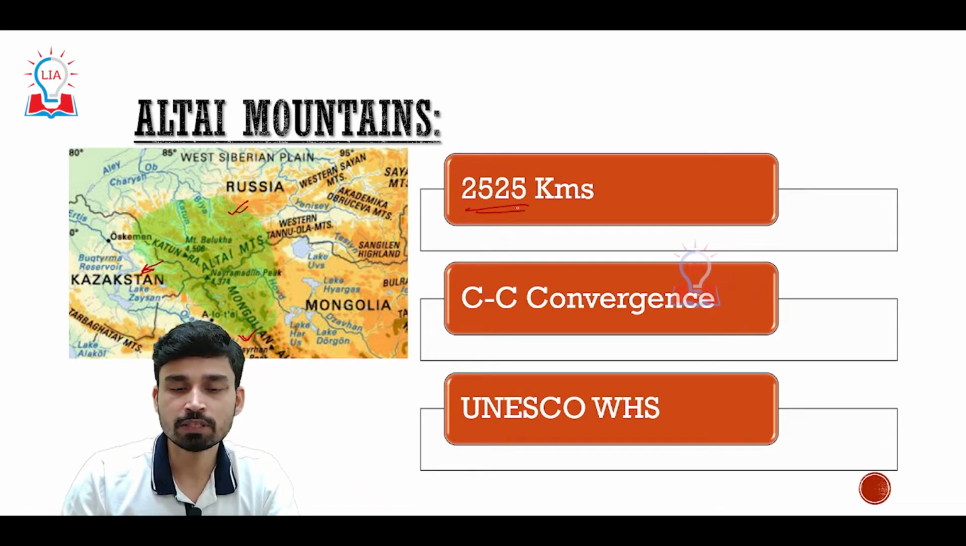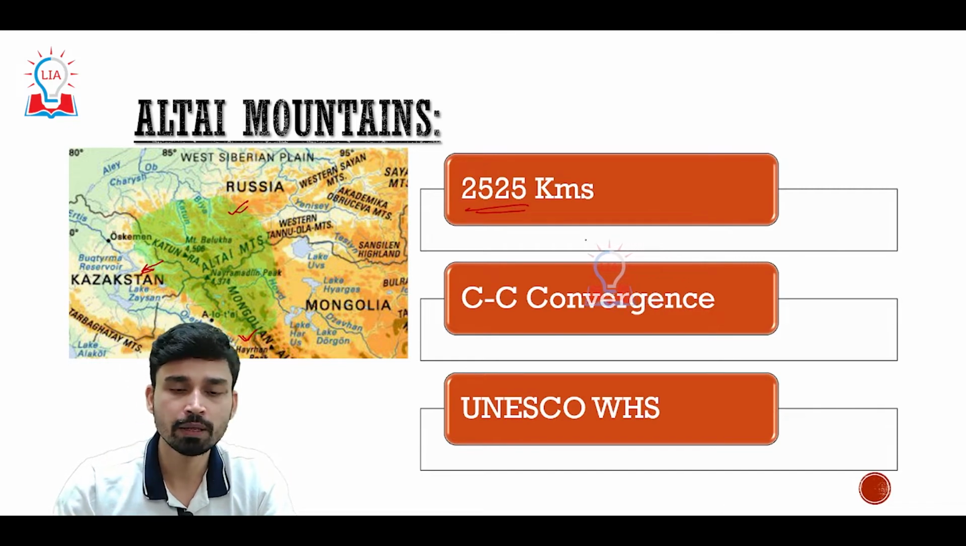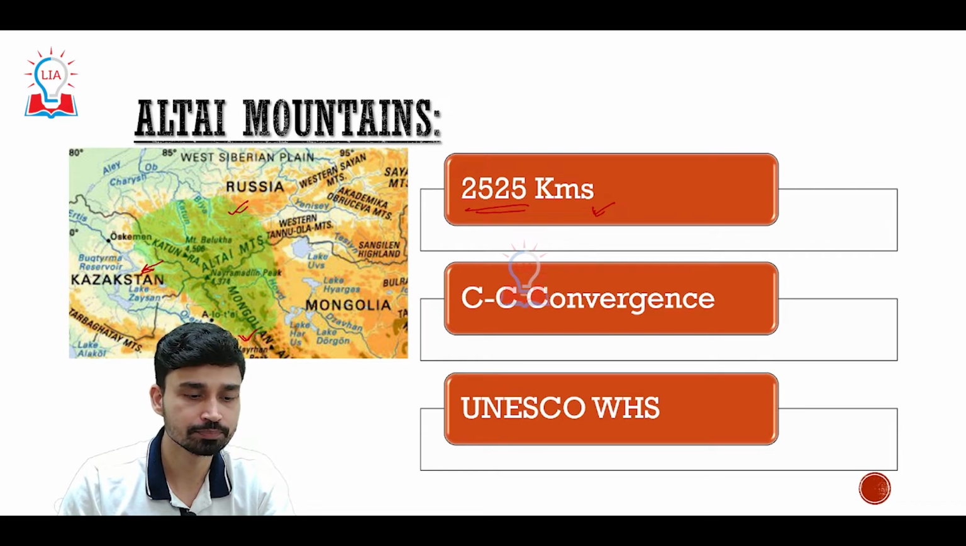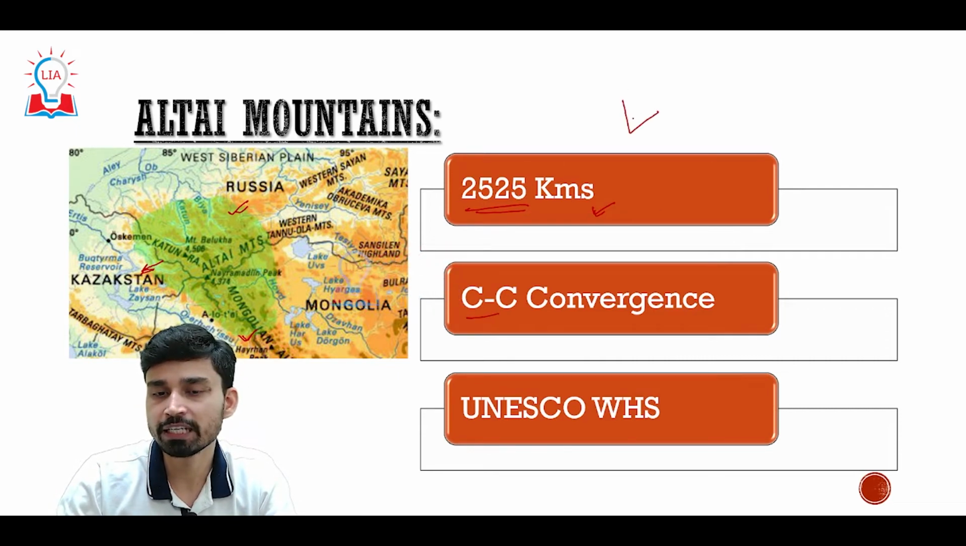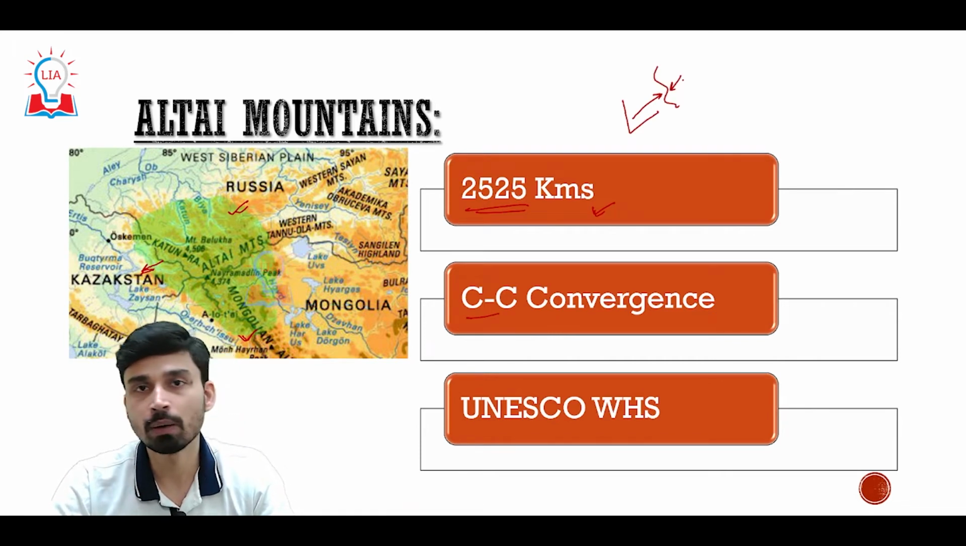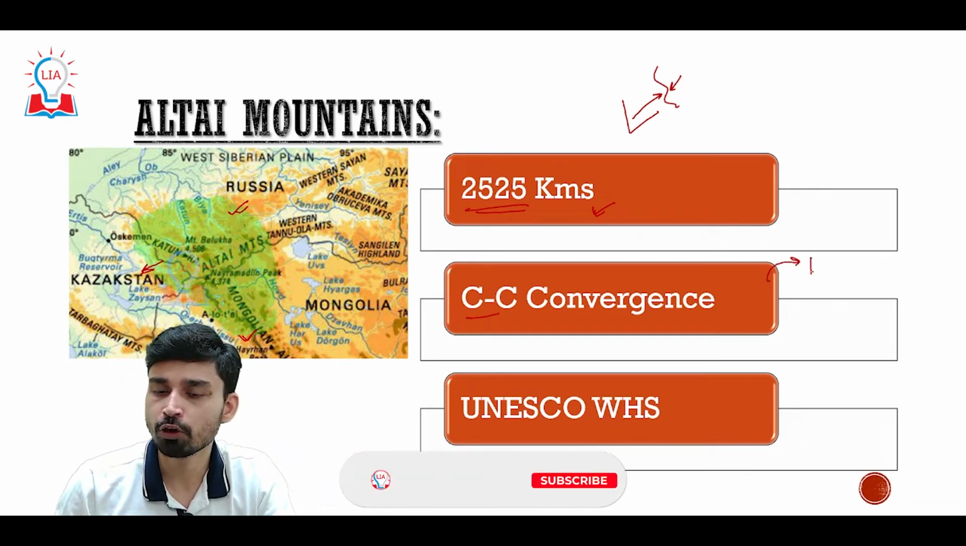The length of this mountain range extends in an eastward-westward direction in an arc form, for a distance of almost 2,525 kilometers. The development of this mountain is believed to have happened after the convergence between two continental plates. We have movement of the Indian plate from the south and the Eurasian plate in the north, and due to this convergence we have upfolding of sediments and rocks, which results in the formation of what we call a fold mountain. So Altai is a very good example of a fold mountain system.